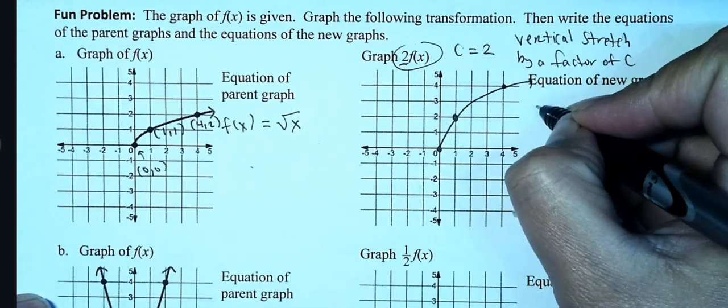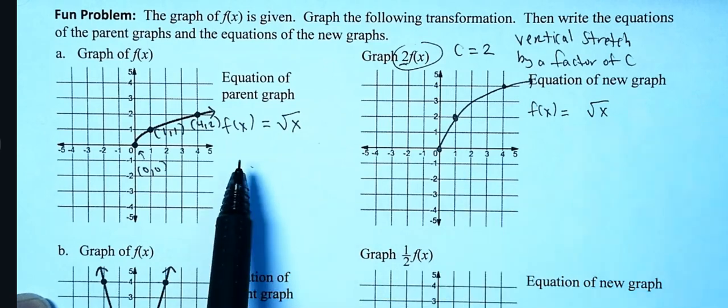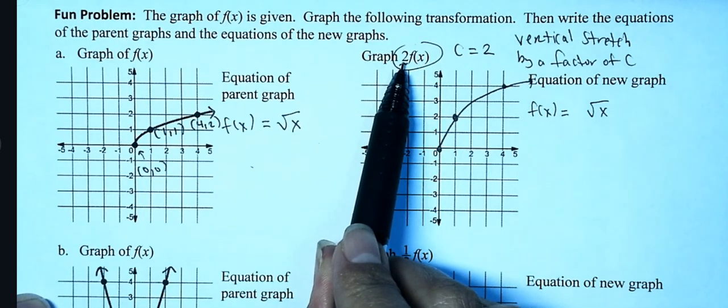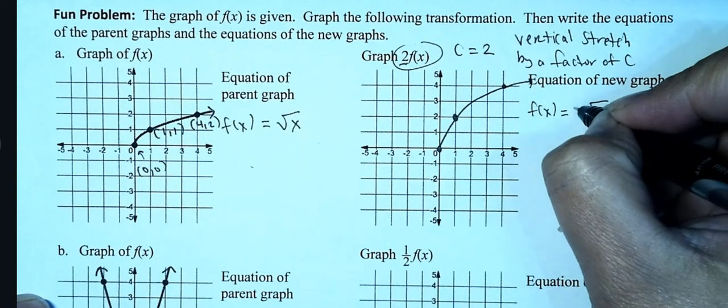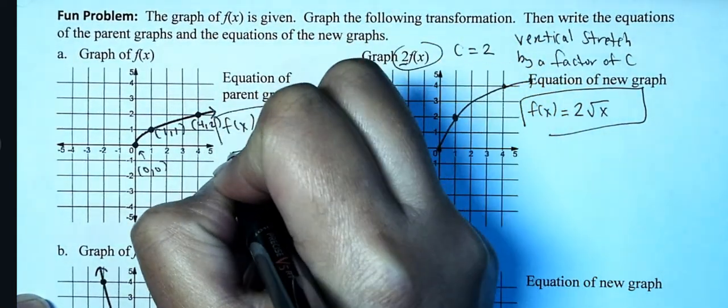So let's go ahead and write the equation. The equation of one of the basic functions is the square root of x, but we're multiplying the function value by 2. So we just take our function and then multiply it by 2. It would be nice if we graph the solutions.